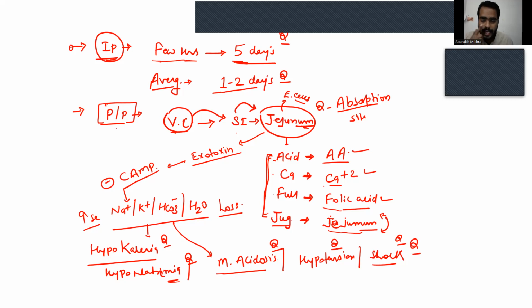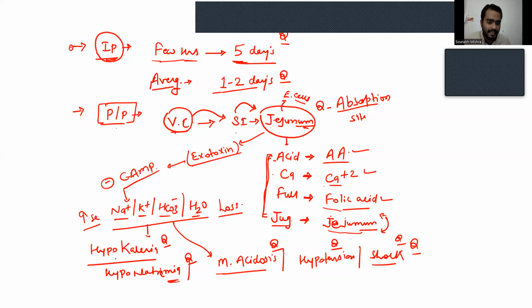After acting on the small intestine jejunum epithelium, it produces an exotoxin. This exotoxin is also known as enterotoxin. After it is produced, this exotoxin affects the cyclic adenosine monophosphate, cAMP, cycle. This leads to increased loss of sodium, potassium, bicarbonate and water through your small intestinal lumen.